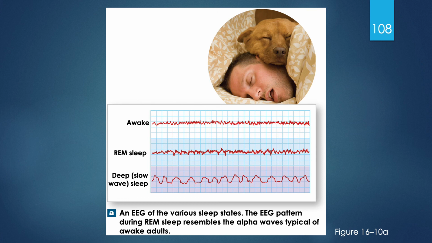So you'll notice right away as soon as you look at this that the top line showing you the awake EEG and the second line showing you the REM sleep EEG, those look remarkably similar. So we know there's a lot going on in our brains when we're in REM sleep. But it's during deep sleep that we actually have a completely different EEG. You can see that that looks nothing like the typical awake alpha waves for awake adults.